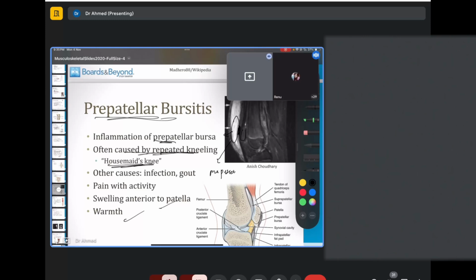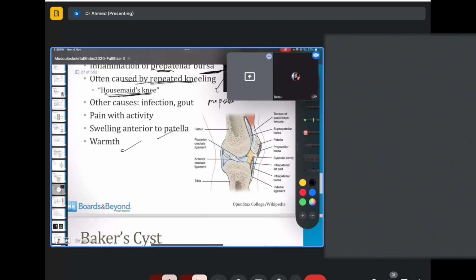Okay, so for example, if a person is kneeling and has contact of his knee on the floor, it is going to have an impact on this bursa, and as a result you can have inflammation, that is, you are going to see swelling and warmth of this bursa. Okay, that is known as pre-patellar bursitis.